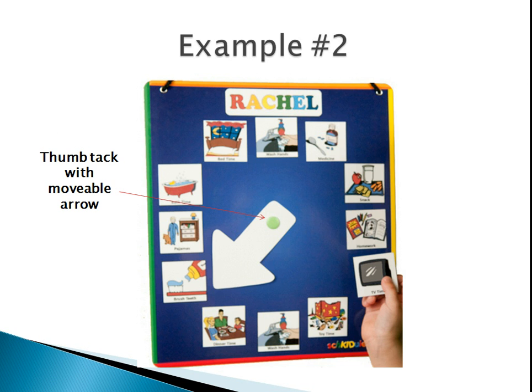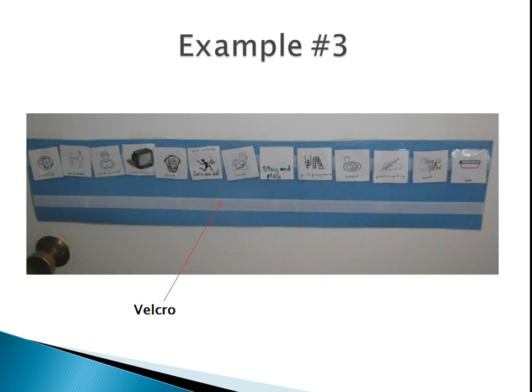This example is neat because it has a thumbtack with a movable arrow in the middle, and it allows the student or the teacher to move the arrow around the sequence of events to show completion of different tasks. The third example has Velcro strips with little cutouts of different tasks that allows the student to move the task up or down based on when it's completed. It's neat because this really helps with flexibility. As you can see, it's not a set in stone schedule. It can be changed each day, so that's really cool.